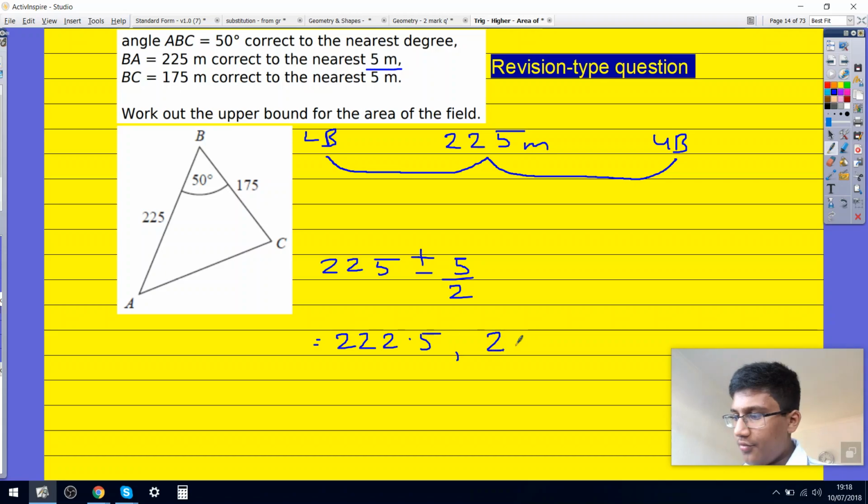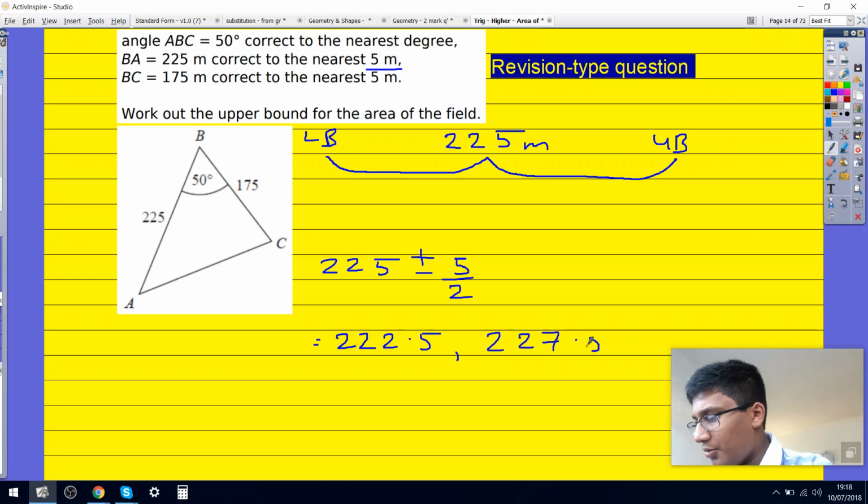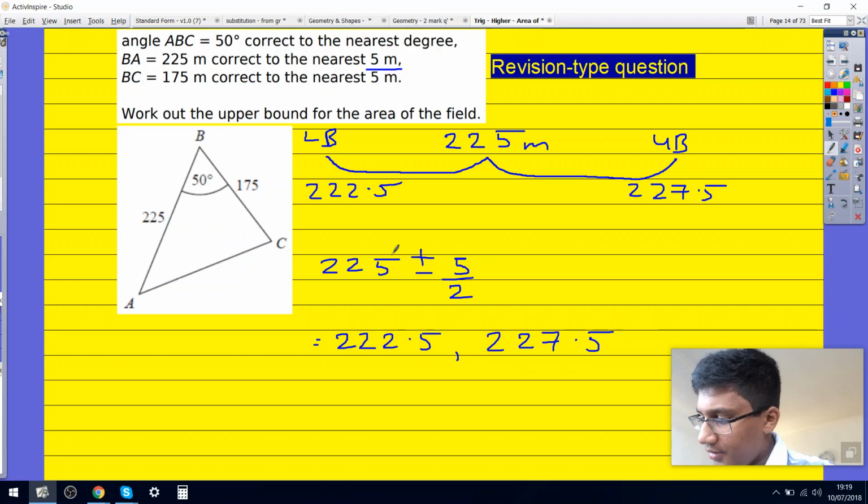And then for 175, it's the same degree of accuracy. So we have 177.5, and we also have 172.5. That's it. So how does finding the upper bound for the area work?